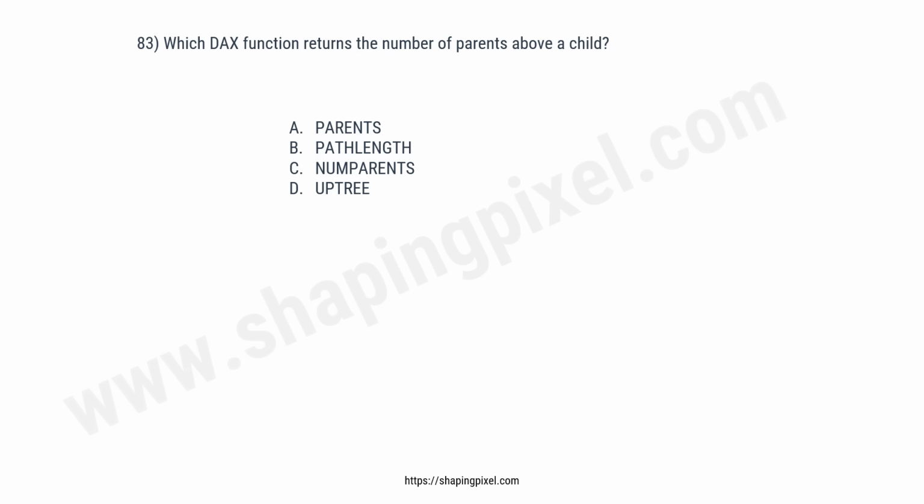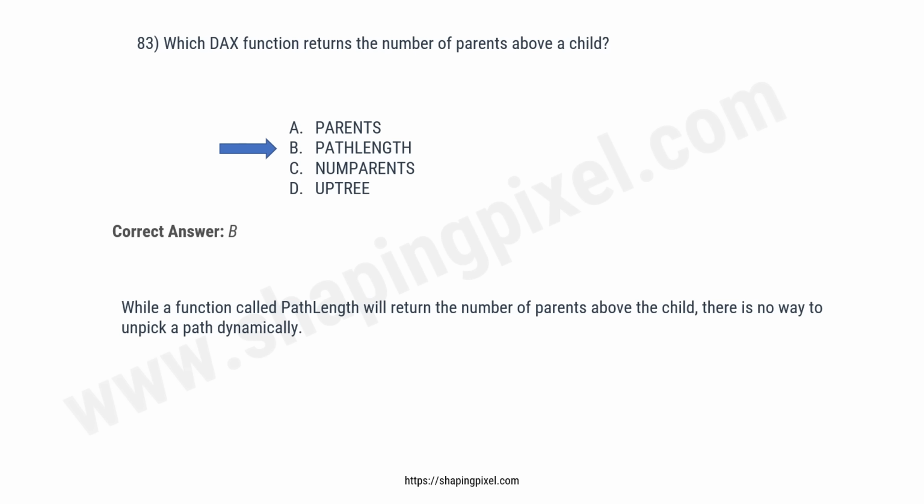Question number 83. Which DAX function returns the number of parents above a child? And we have four options: parents, path length, num_parents, uptree. So the right answer here is option B, path length. While a function called path length will return the number of parents above the child, there is no way to pick a path dynamically.